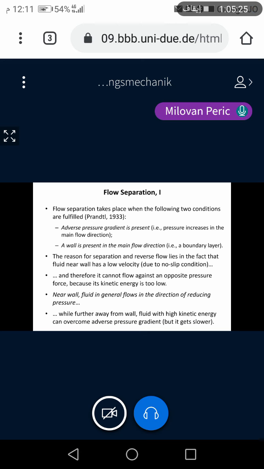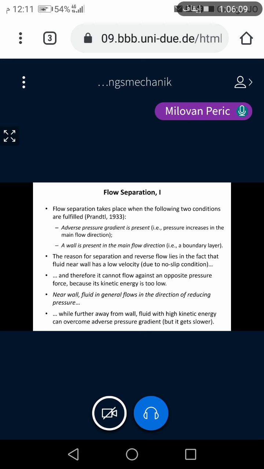And Prandtl, a famous name that you have to remember for fluid dynamics, Prandtl is as important as Reynolds. He worked a lot on turbulence also, and boundary layer methods were developed. But he also looked at flow separation, and he stated the two conditions that need to be fulfilled in order for flow to separate. The one condition is that you have to have adverse pressure gradient. That means that the pressure is increasing in the flow direction.